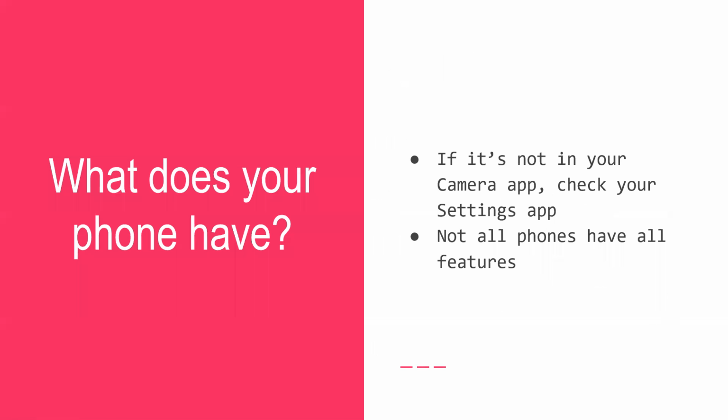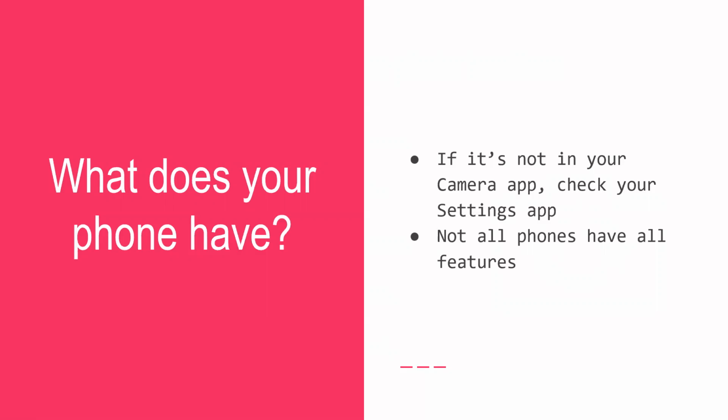Okay, so how to find out what your phone has. Start in your camera app, especially those of you with an Android device, but if you don't see much there and you want to know what else is there, go into your settings app. Like I know on my iPhone, that HDR setting was in there. So I had to go into my settings and then the camera part of my settings and go to the HDR and turn that HDR on or off.